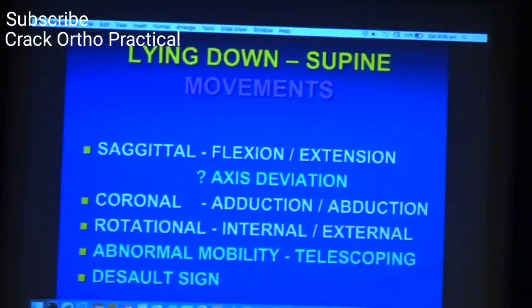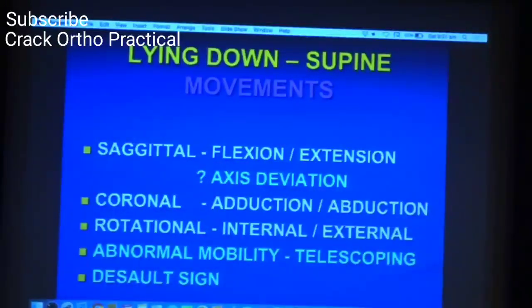And the same is the principle for rotation. You first identify the amount of rotational deformity and then try to see whether further rotation in the direction of deformity is possible or not.